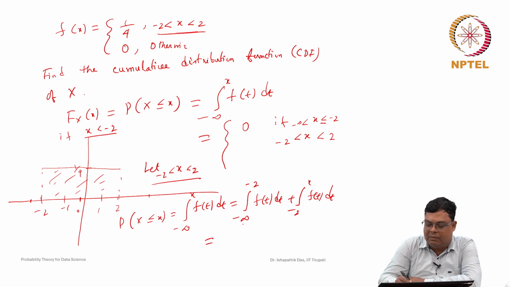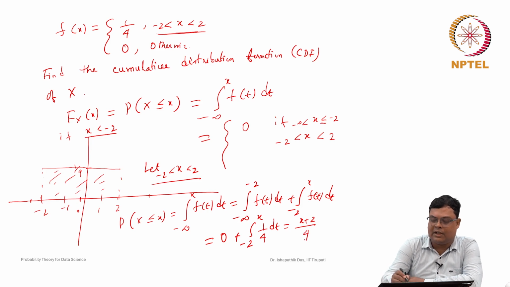Because the integral from minus infinity to minus 2 is 0, we have 0 plus the integral from minus 2 to x, where f(t) is nothing but 1 by 4, so 1 by 4 dt. I am just writing, because if you do the integration it will be t by 4, and if you apply the limits, this is x plus 2, so it is nothing but (x plus 2) by 4.